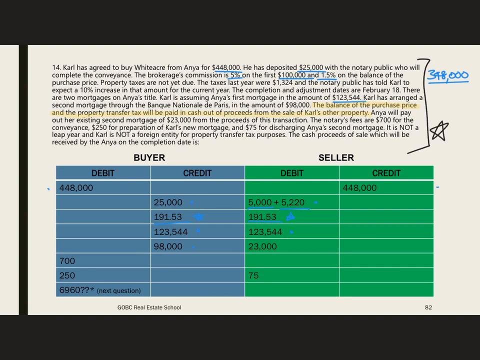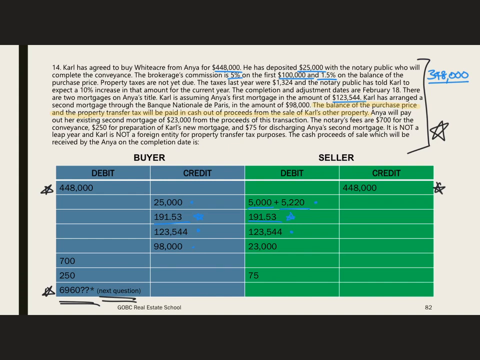But we need to make sure that we take care of all of the items that are related to this property on these statements. So the rest of the purchase price definitely will stay in that $448,000 amount. And then the PTT still needs to be charged on this statement. So the debit would definitely be there for that PTT amount, $6,960. And we'll show you how to do that calculation in the next question.